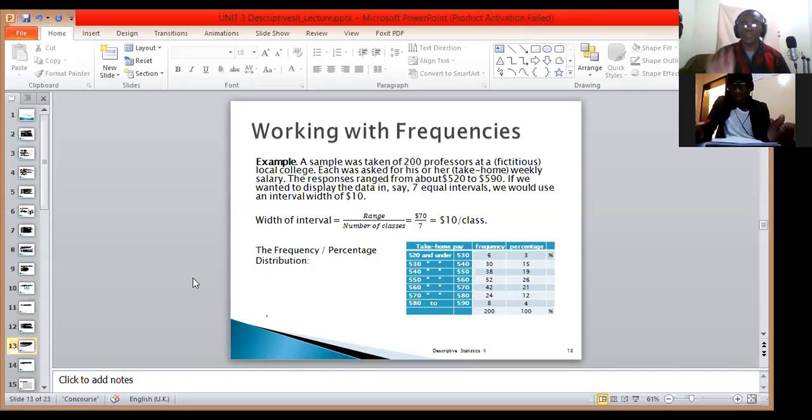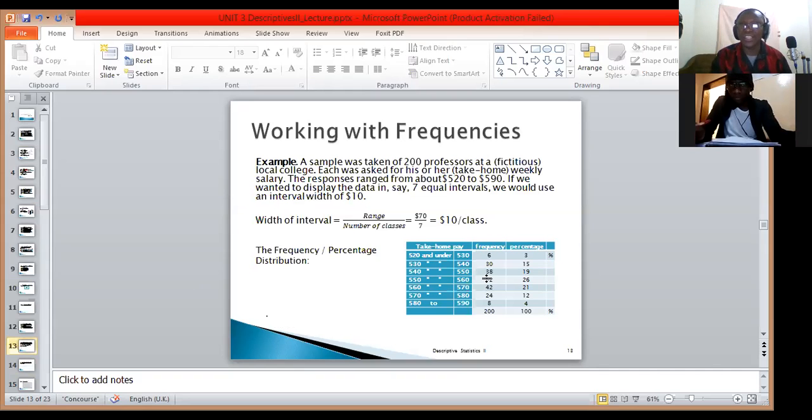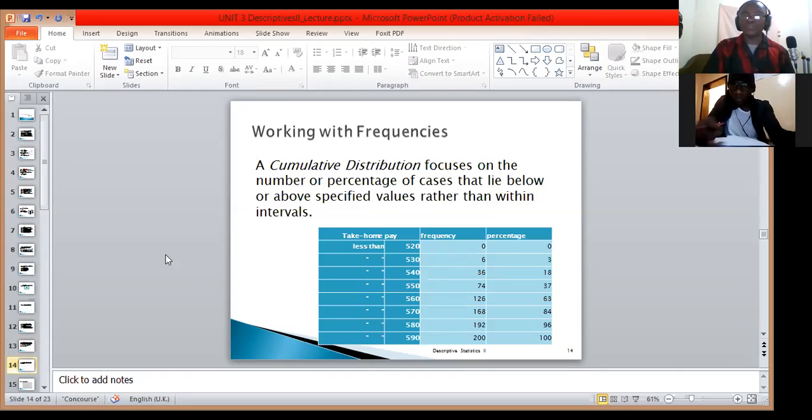Once we do that, the next thing we need to do is to find the cumulative distribution. This is the frequency distribution, so we go to the cumulative distribution. Now, when we are dealing with cumulative distribution, what are we cumulating? We are cumulating the frequency. Cumulating means adding. We are adding the frequency.